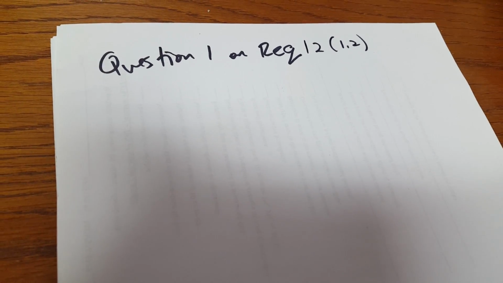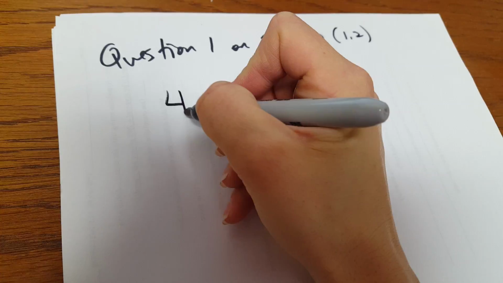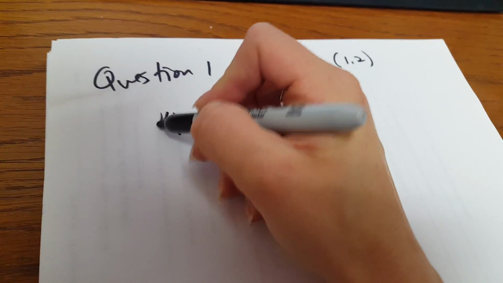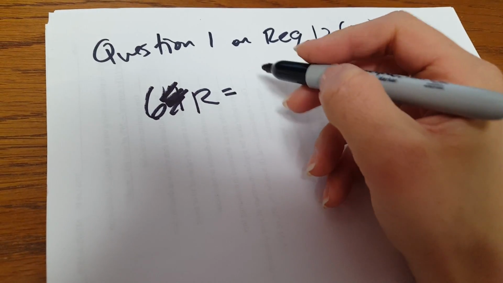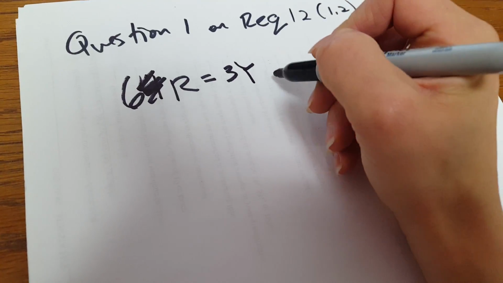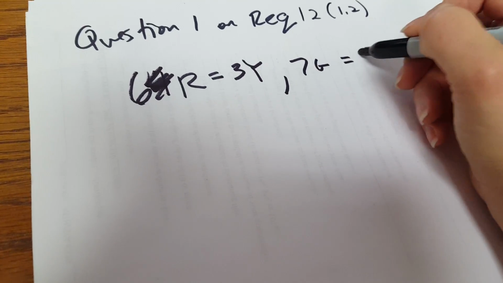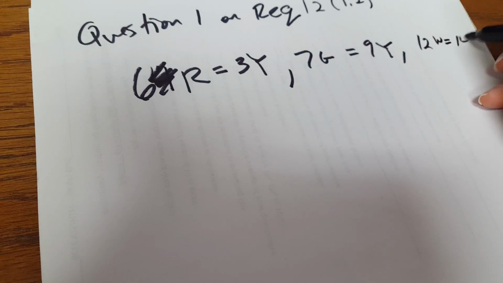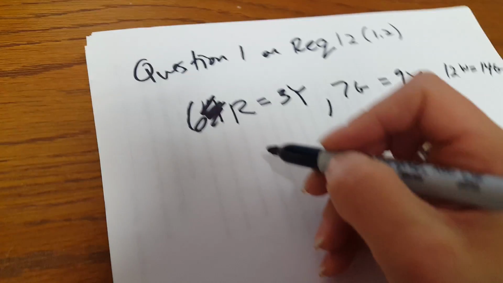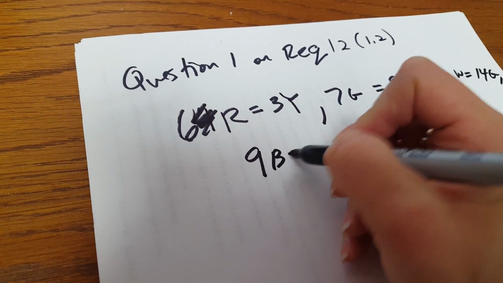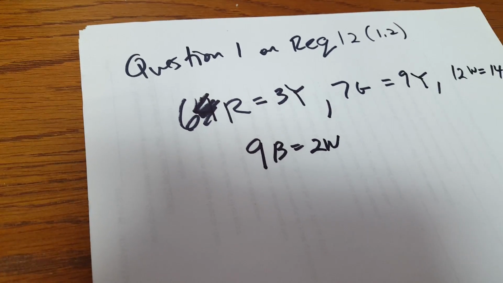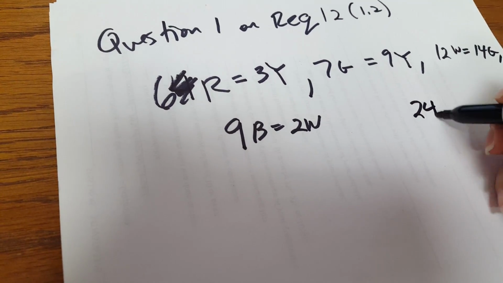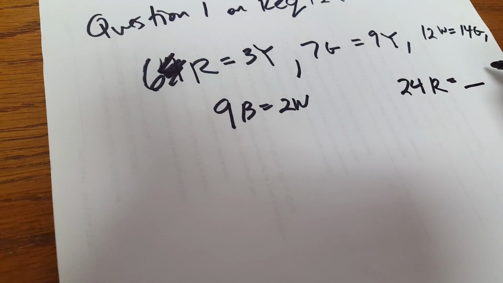So the question says, suppose I know that 6 reds equals 3 yellows, and 7 green equal 9 yellows, and 12 white equal 14 green, and that 9 blue equal 2 white. They want us to answer the question: 24 reds equals how many blues?